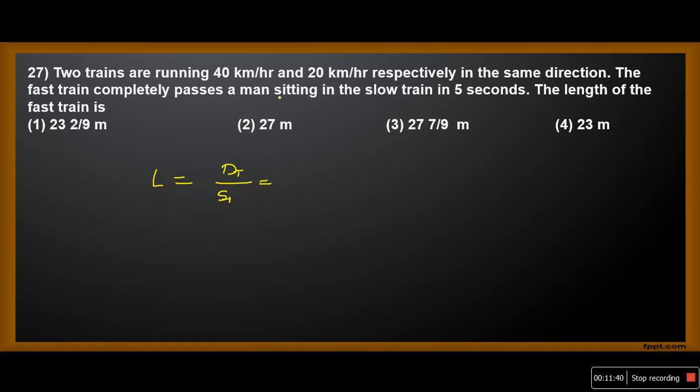Here there are two objects. How do you take the relative speed? What is the relative speed? 40 minus 20. The relative speed is 20. What is the distance traveled? That is what we have to find. Distance traveled by, this is time. Time is equal to distance traveled by speed.